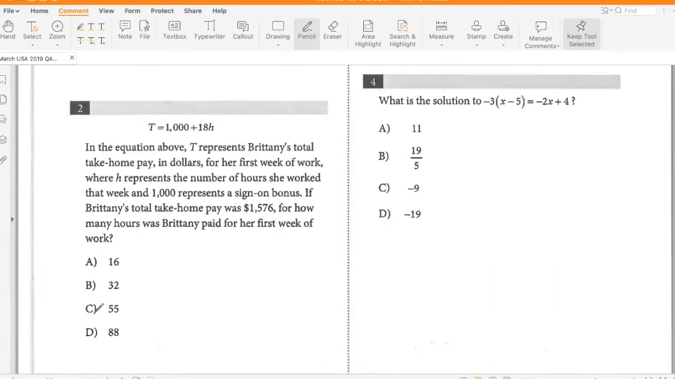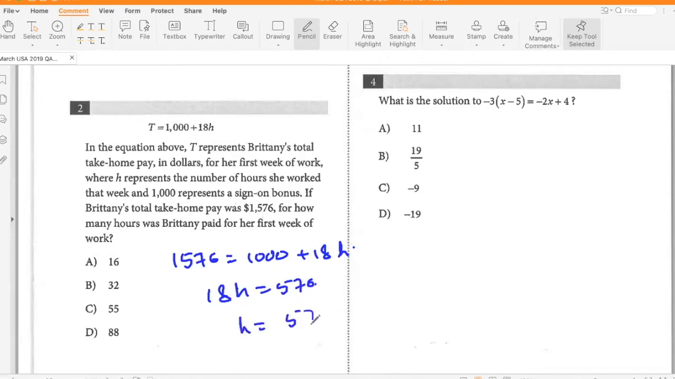In the equation above, T represents Brittany's total take-home pay in dollars for her first week of work, where H represents the number of hours she worked that week and 1,000 represents a sign-on bonus. If Brittany's total take-home pay was 1,576, for how many hours was Brittany paid for her first week of work? So 1,576 is 1,000 plus 18H. So 18H is 576. So H is 576 by 18. So 18 into 57, 3, and 18 into 36, 2. So 32 hours.